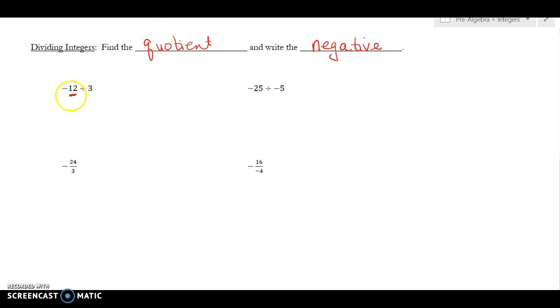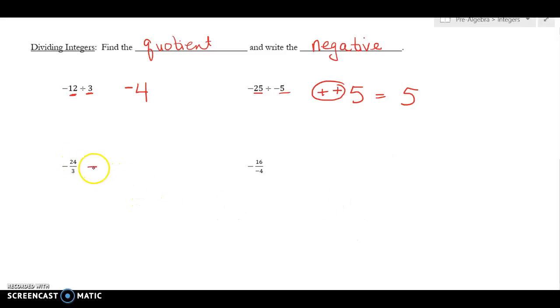Okay, so did you do 12 divided by 3 is 4? Since I have 1 negative, it's negative 4. 25 divided by 5 is 5. I have 1, 2 negatives, so I write them. But these I can circle. So my answer is positive 5.